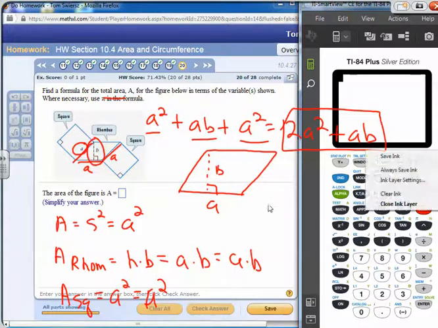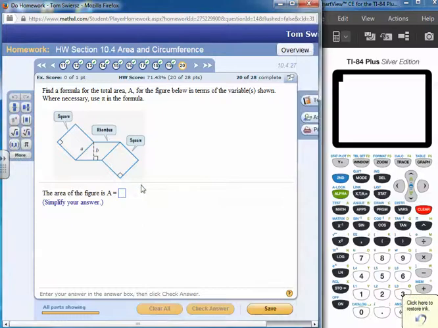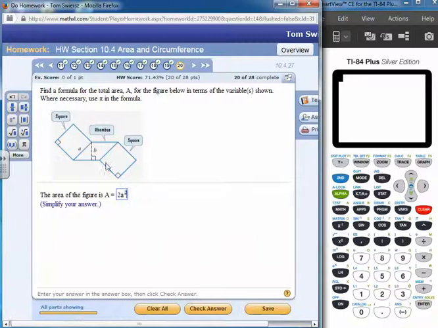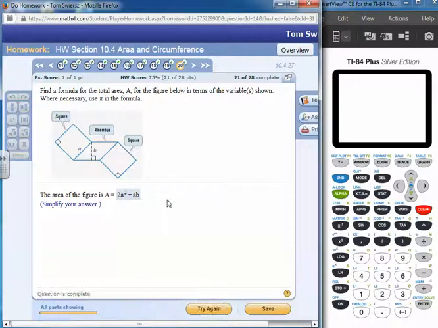All right? So we'll put that in, that entire, so it's 2A, and then it's what? Squared for the area of the 2 squares, and then plus the area of the rhombus, which is A times B. It's height times base, and that gives us the total area of all three figures. All right, very good.